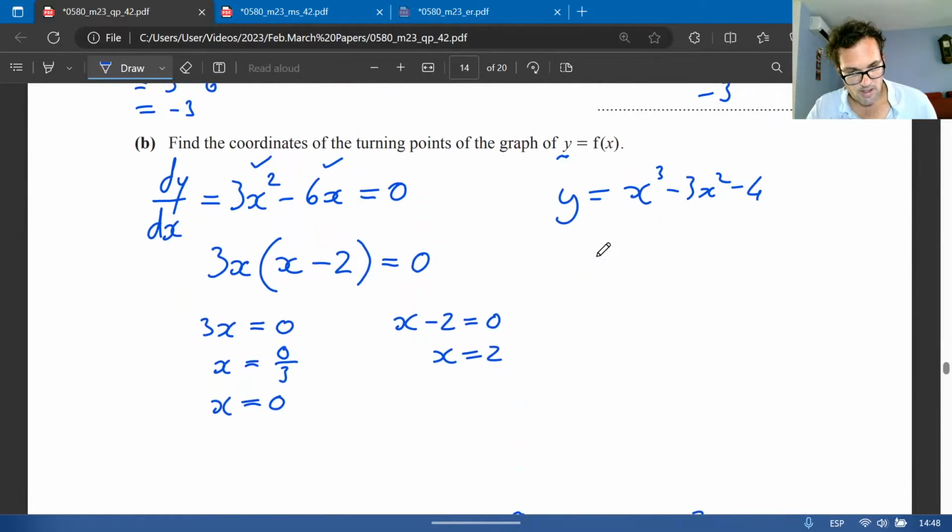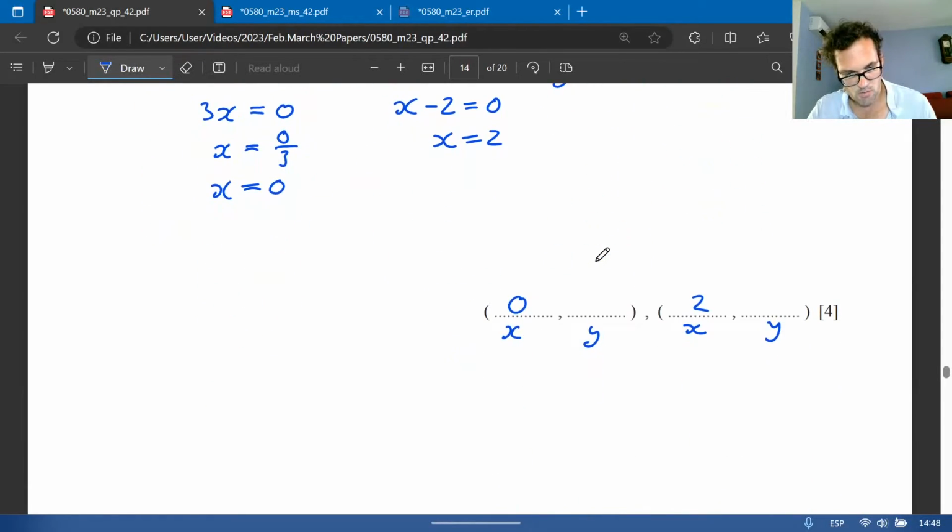First one, 0, that's easy. 0 cubed is 0 minus 3 times 0 squared. 0 times minus 3 is 0, so what will be left is minus 4. So when x is 0, y is minus 4.